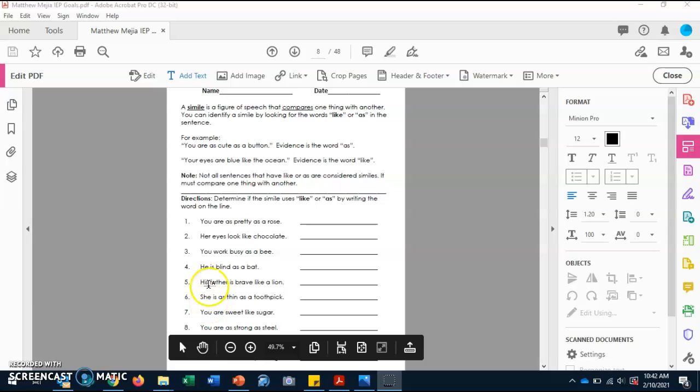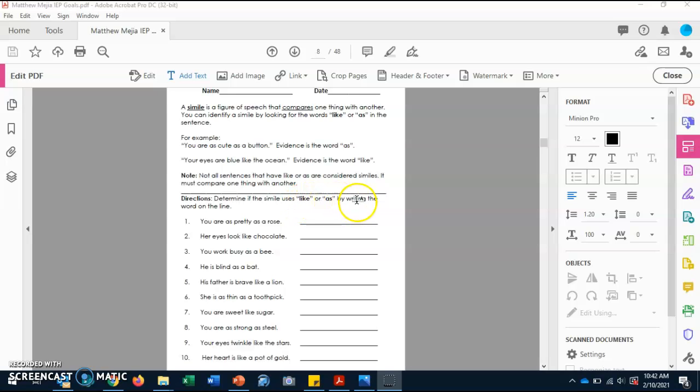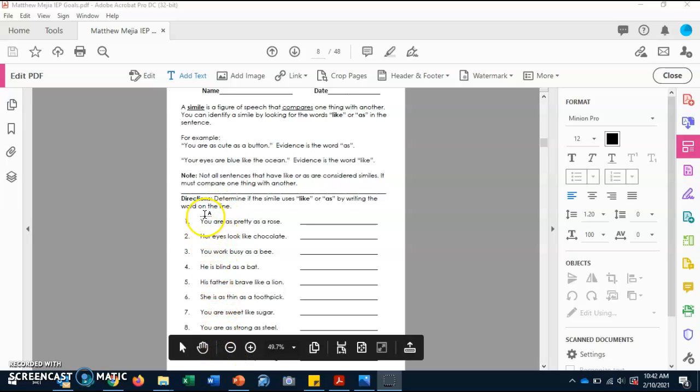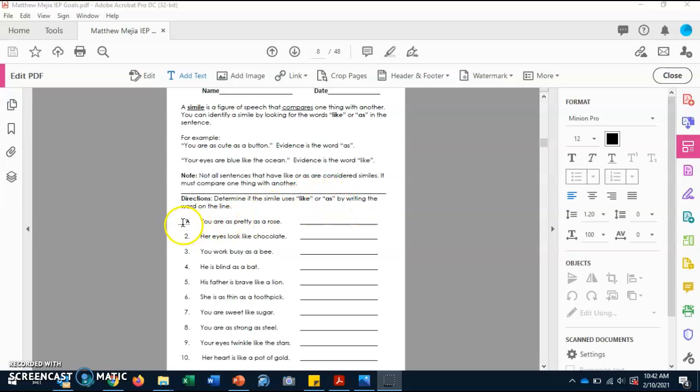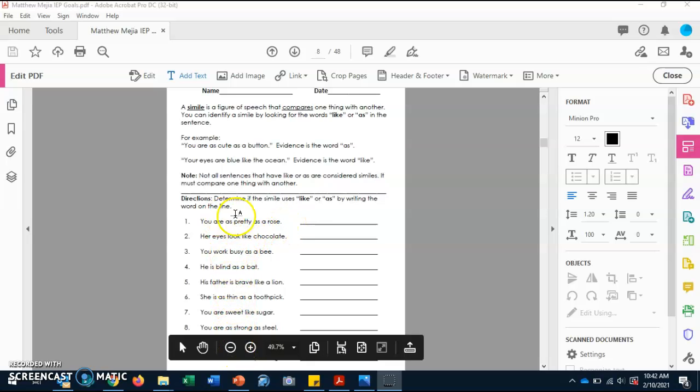Next, we have 10 questions right here, and the directions are: determine if the simile uses like or as by writing the word on the line. So we're going to read each sentence, and you are going to tell me what word they are using to describe the simile. Are they using the word like or are they using the word as? I will do question number 1 with you and you will do the rest on your own.